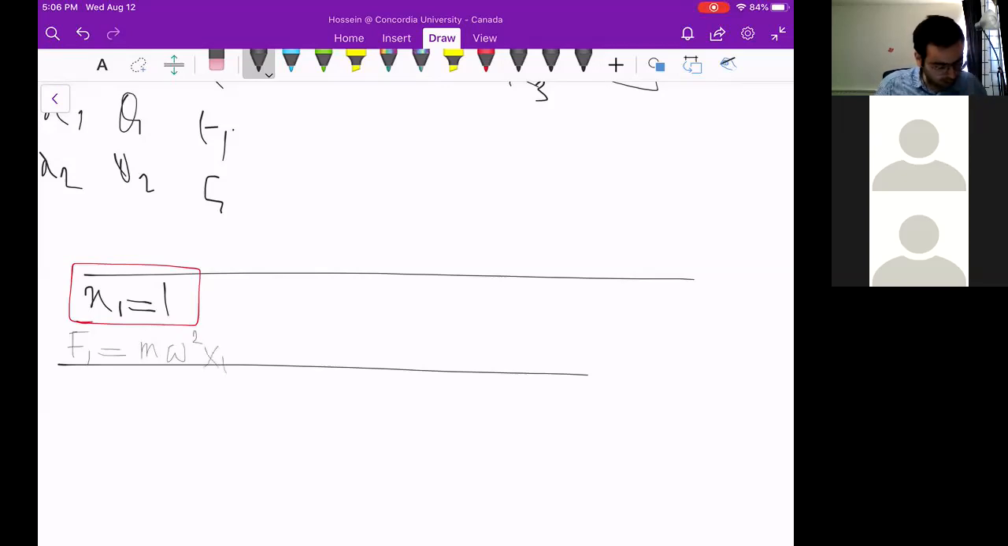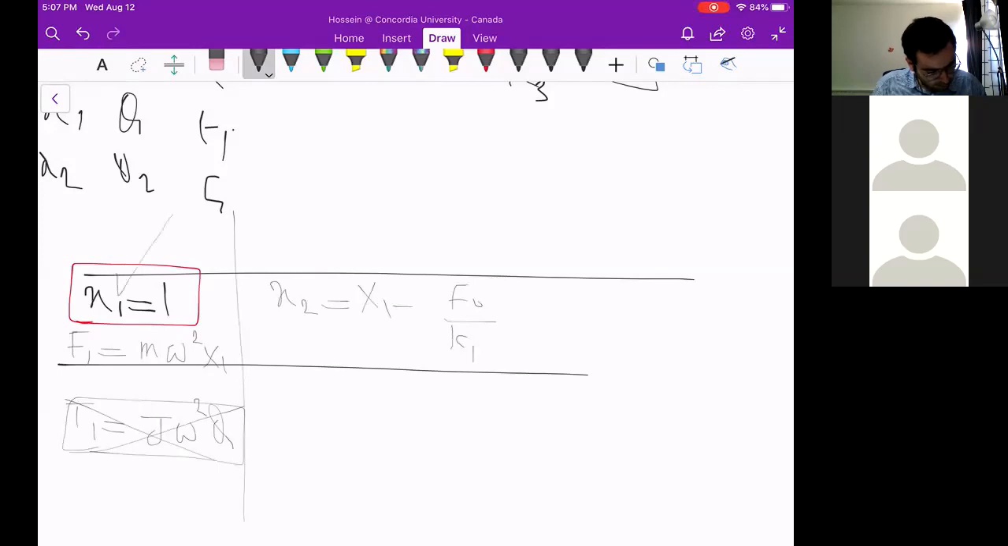In the rotational system, it was T1 = J omega squared theta 1. That's more or less the same, right? Then you will go for x2. You calculate x2 like this: x1 minus f1 over k1. So you have x1, then you obtain f1, and you put f1 here. With x1, f1, and k1, you obtain x2.